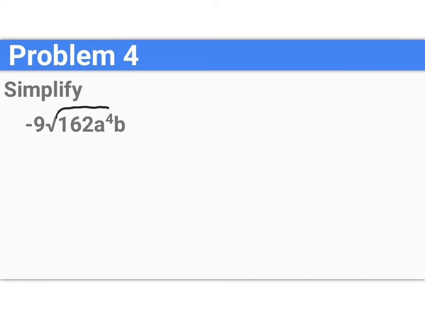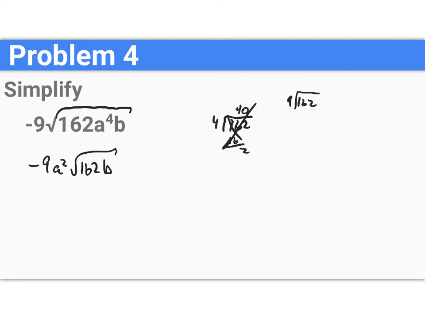Okay, and 162. So a fourth is going to come out, a squared is going to come out, 9a squared times 162b. 162. Let's see, is it divisible by 4? Not evenly. Okay, so that doesn't work. Let's do 9 just for S and G's. Let's see, 162 divided by 9. 18. So 18 breaks down into 9 and 2. So 9 times 9 times 2 is 81 times 2.